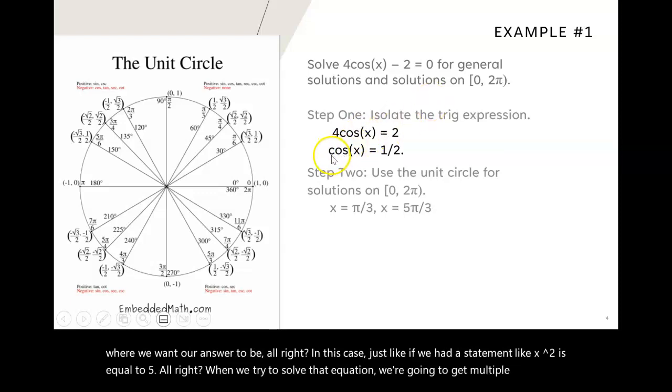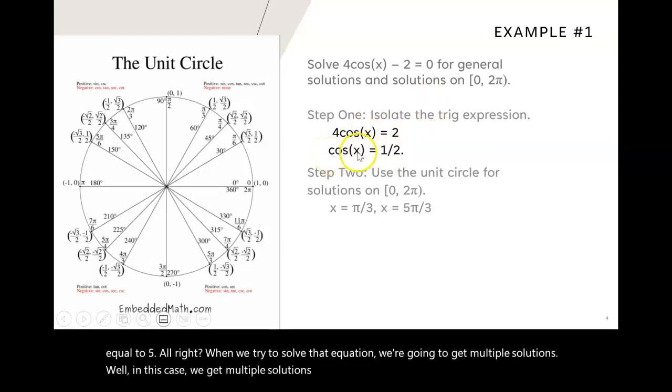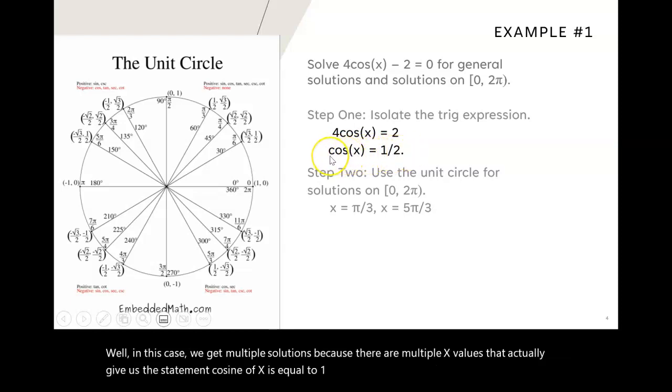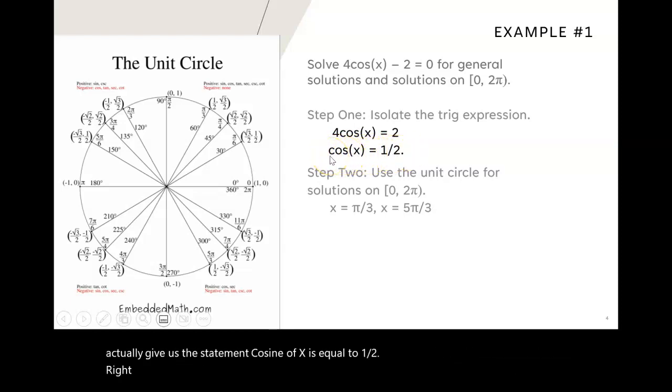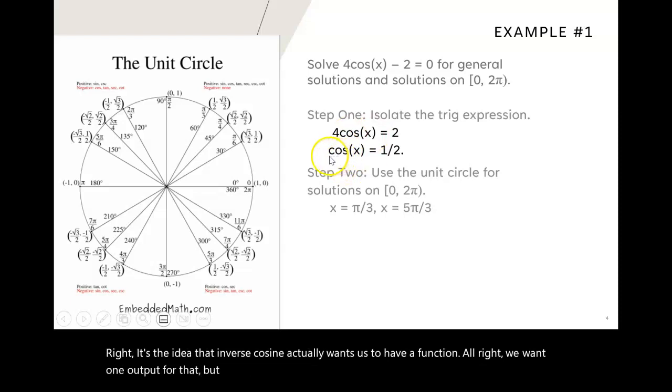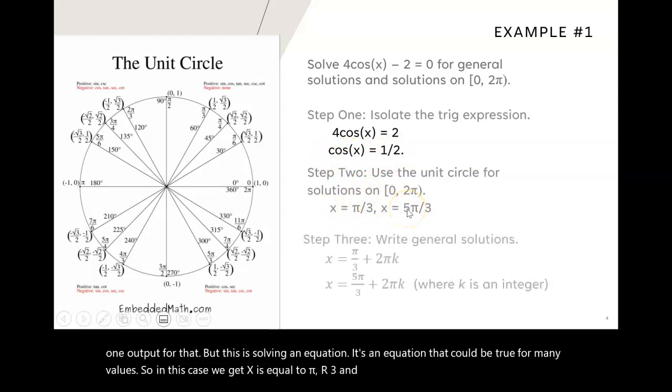Well, in this case, we get multiple solutions because there are multiple x values that actually give us the statement cosine of x is equal to 1/2, right? It's the idea that inverse cosine actually wants us to have a function, right? We want one output for that, but this is solving an equation. It's an equation that could be true for many values. So in this case, we get x is equal to pi over 3 and 5 pi over 3.